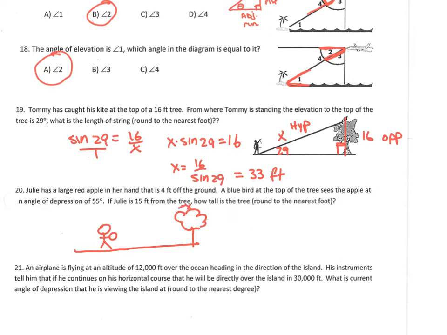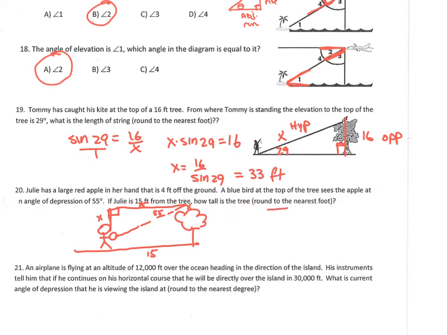All right, so then the angle of depression, that would be this angle outside of the triangle. That angle of depression is 55 degrees. Okay, and then Julie is 15 feet from the tree, so that's 15 right there. And we're looking for that height right there.